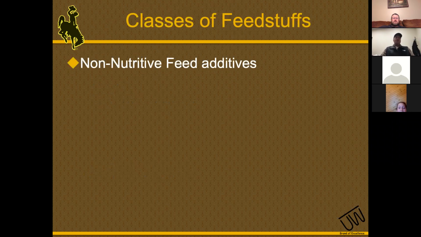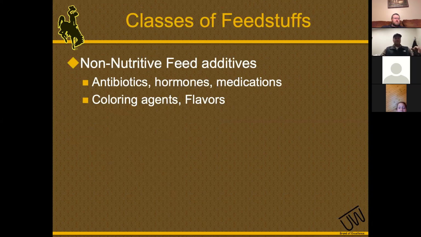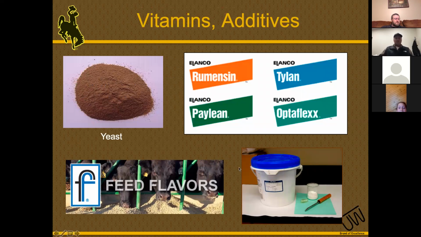Then we've got non-nutritive feed additives, such as antibiotics, hormones, medications, preservatives. If you guys are familiar with any of this, Rumensin increases efficiency in cattle. Optaflexx and Paylean are the same thing. Optaflexx is for cattle, Paylean is for pigs. Tylan is an antibiotic. These two are growth promotants. So we can increase lean muscle mass by feeding these right at the end of their life.